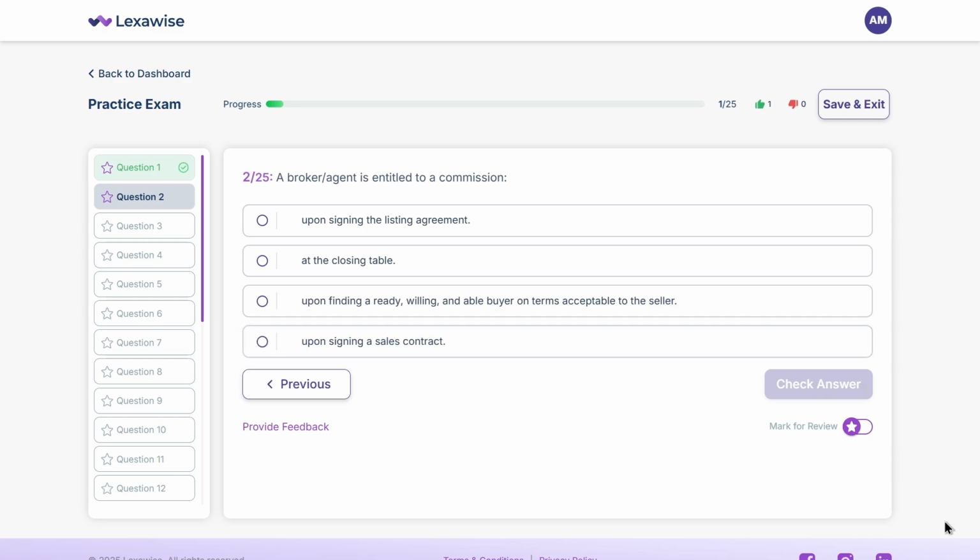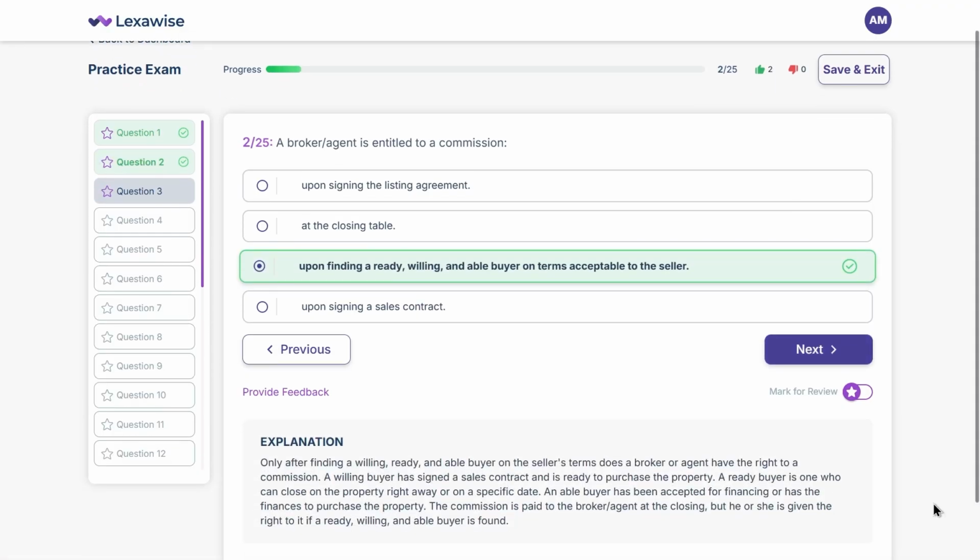The correct answer is C. Upon finding a ready, willing, and able buyer on terms acceptable to the seller. A broker earns a commission once they secure a buyer who meets the seller's terms, is financially able, and is prepared to close the deal.